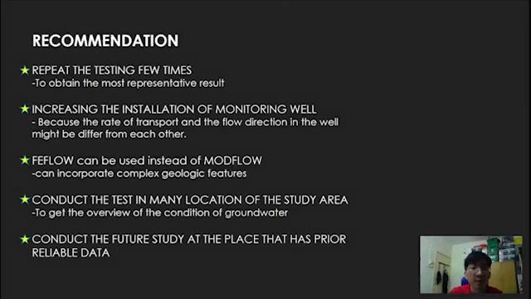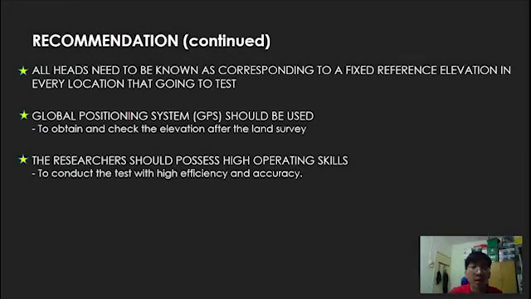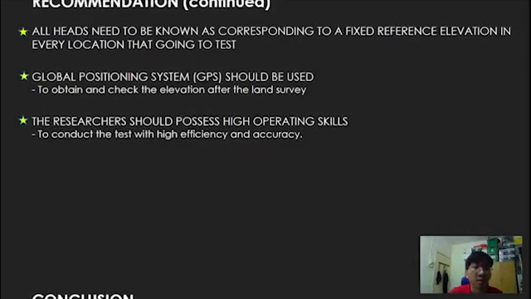Next, the recommendations. The first realistic recommendation for future study is to repeat the testing a few times. Next, increase the installation of monitoring wells. Tracer tests can be used in six or more wells, and the test should be conducted in many locations of the study area. Next, conduct the future study at a place that has prior reliable data. Next, all heads need to be referenced to a fixed elevation at every location they are going to test; GPS should be used. And the last realistic recommendation is that the researcher should possess high operating skills.